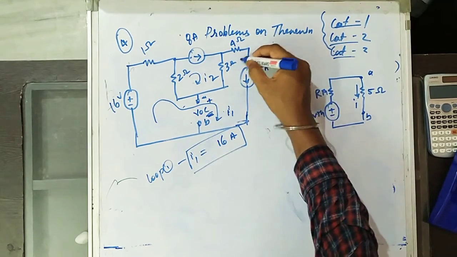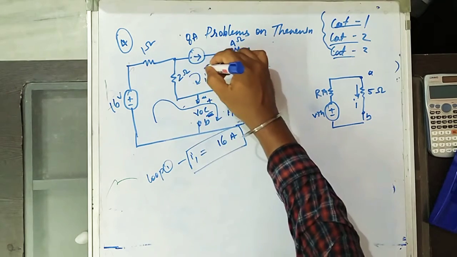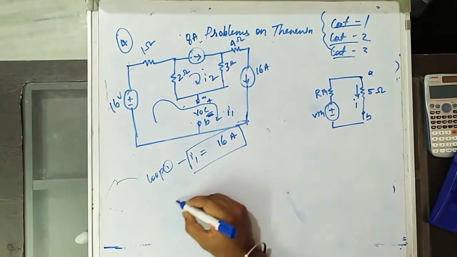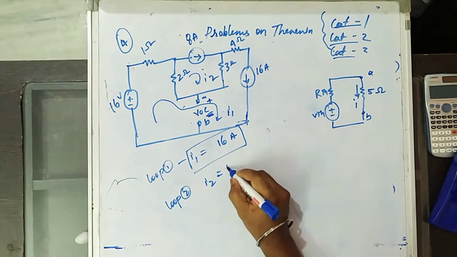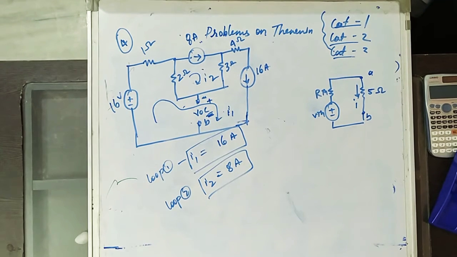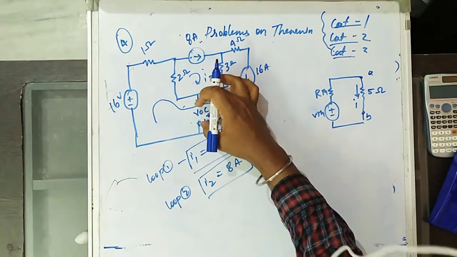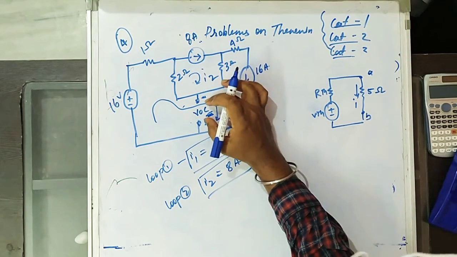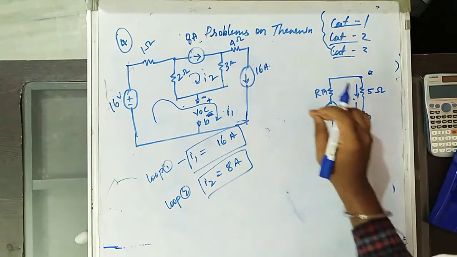So this current is entering like this, no? From loop 2, you have a current source of 8 amps, so I2 equals 8 amps. Now, you got I1 and I2, but what we need is the open circuit voltage here, VOC.